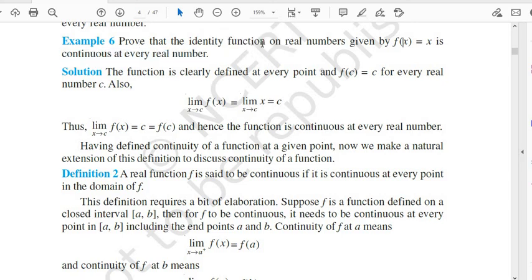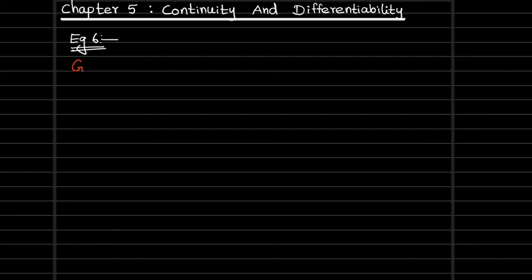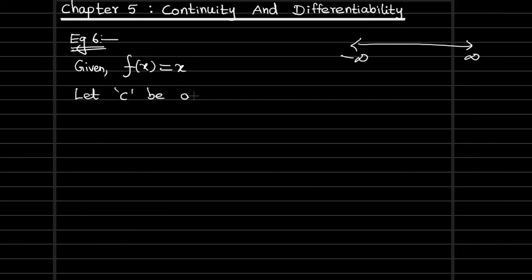So prove that the identity function on real numbers given by f of x equal to x is continuous at every real number. So here what is given? Given function is f of x equal to x itself. So throughout the real line, we have infinite real numbers. To represent all the real numbers, I'm going to assign some variable. Let small c be any real number.